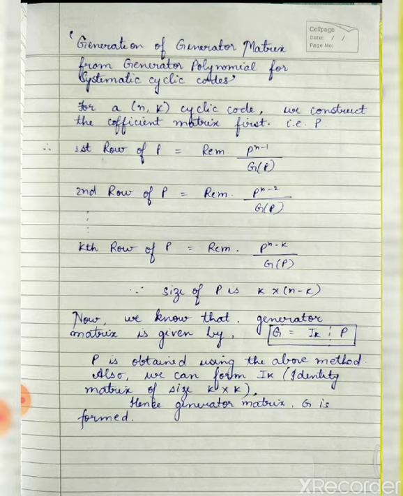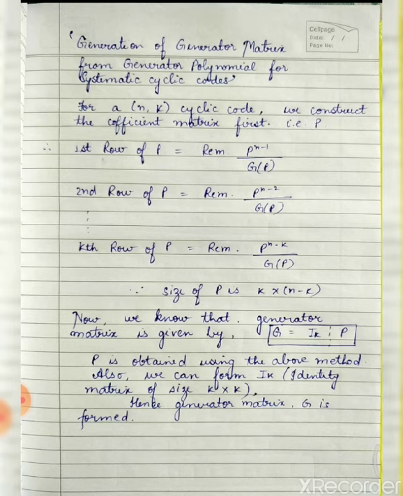Suppose we are given an n comma k cyclic code. For an n comma k cyclic code, first we will construct the coefficient matrix, that is P. Why are we constructing the coefficient matrix? Because for systematic cyclic code we know that the structure of the generator matrix is given by [I_k | P]. We can easily construct I_k, the identity matrix. The size of the identity matrix will be k cross k. k is the number of message bits and n is the number of bits in the code word. So we have to find out the coefficient matrix P.